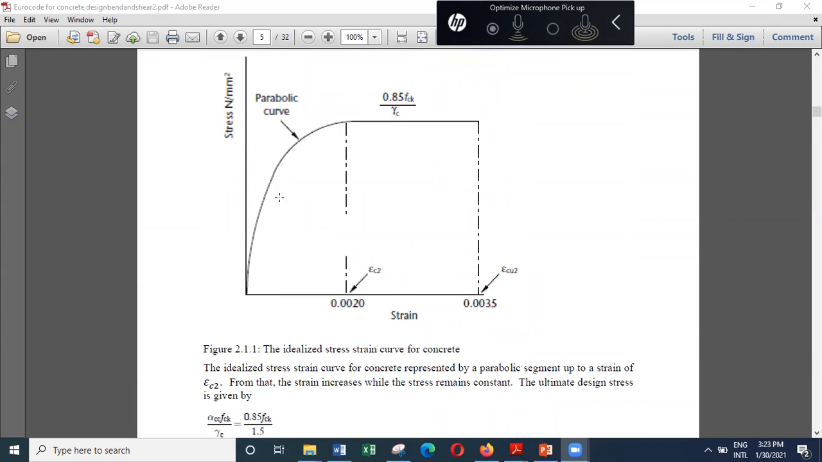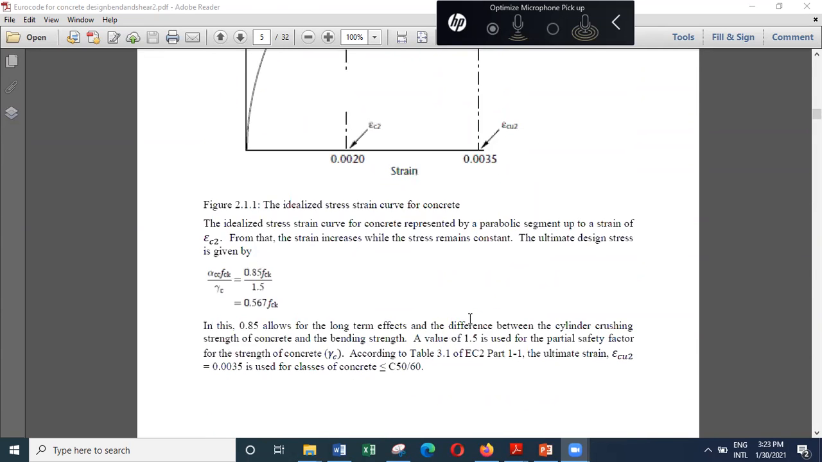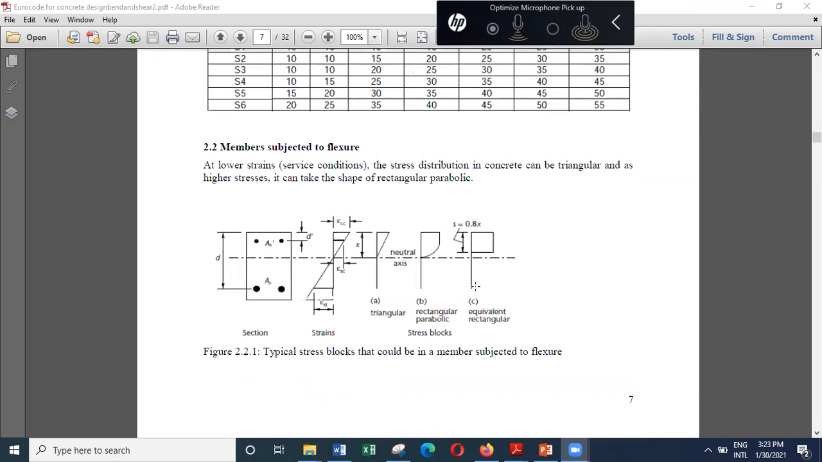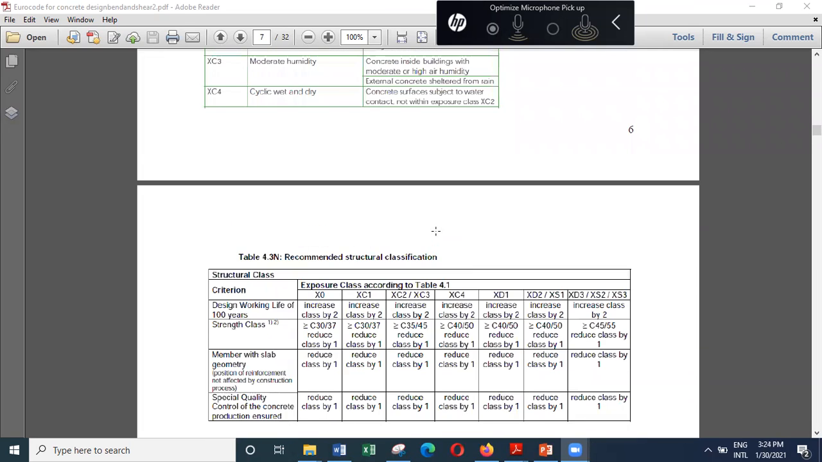So we have to keep on loading so that the stress will go up, and after that the strain will increase, and we like to see what is the carrying capacity of the beam when the concrete strain has reached 0.0035. So we go up to 0.0035.